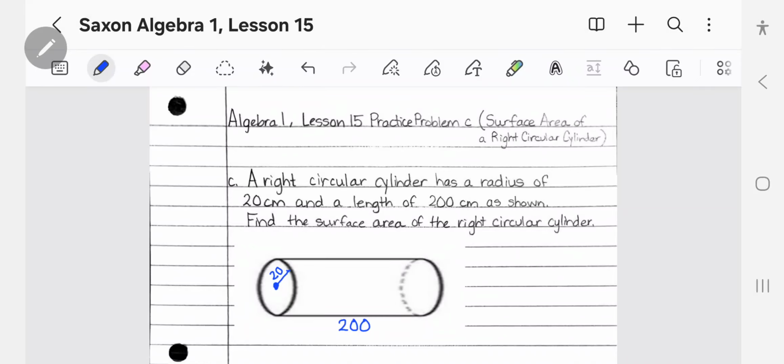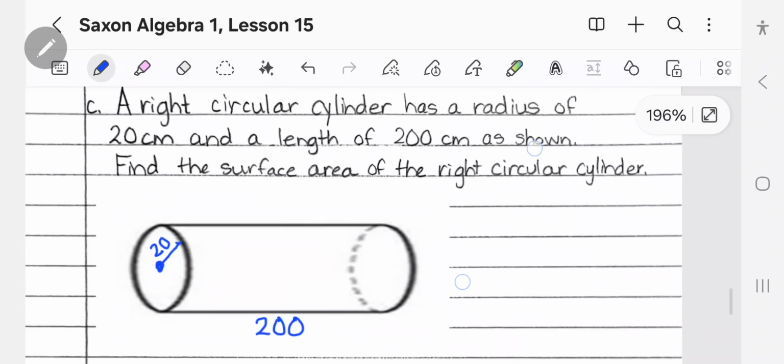This is Algebra 1, Lesson 15, Practice Problem C, the surface area of a right circular cylinder. A right circular cylinder has a radius of 20 centimeters and a length of 200 centimeters, as shown. Find the surface area of the right circular cylinder.